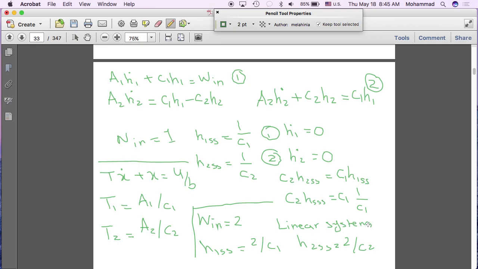So this system is linear because its differential equation is linear. It's time invariant because A1 and C1, the parameters that define the physics of the system, are not changing with time. That's why this is a linear time invariant system.